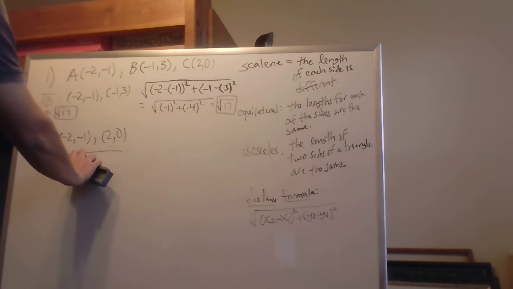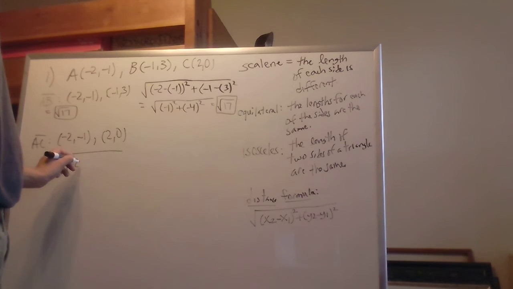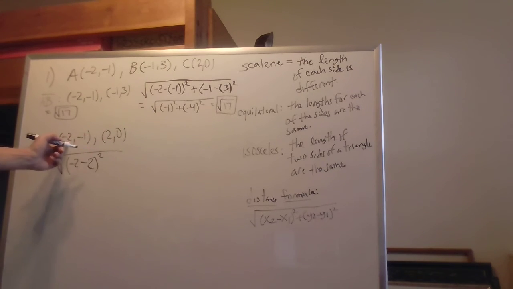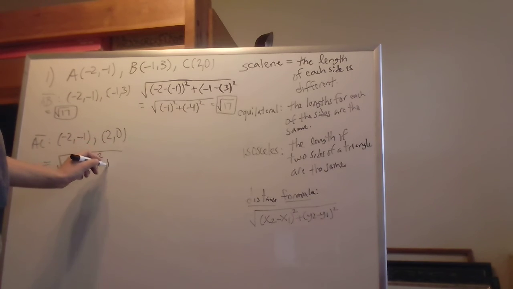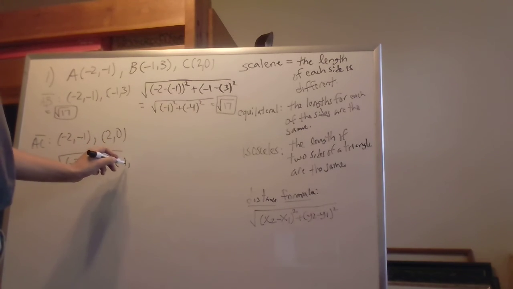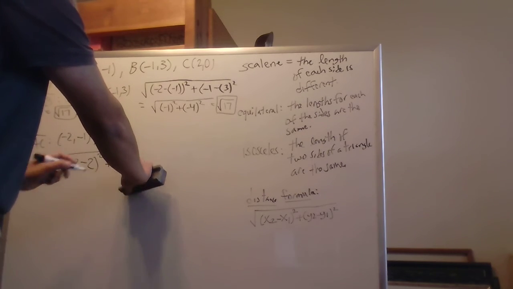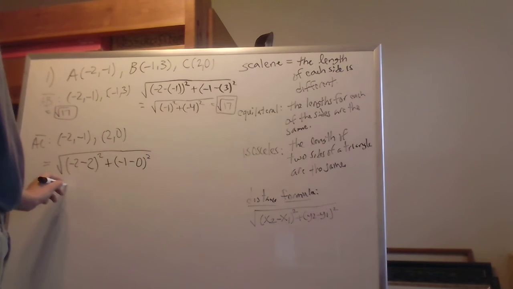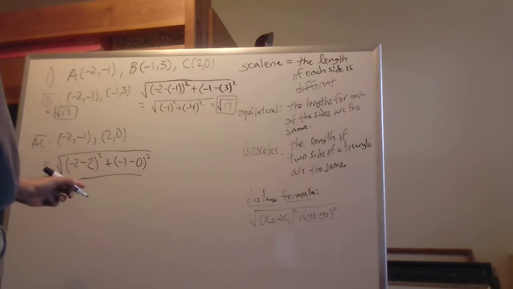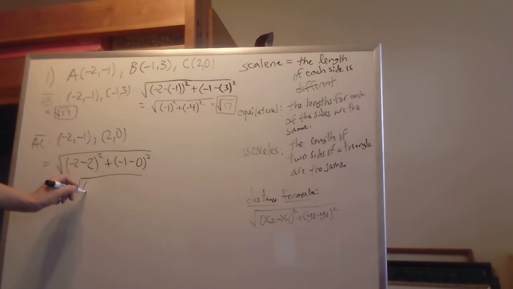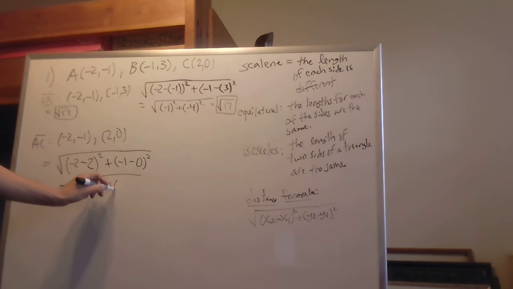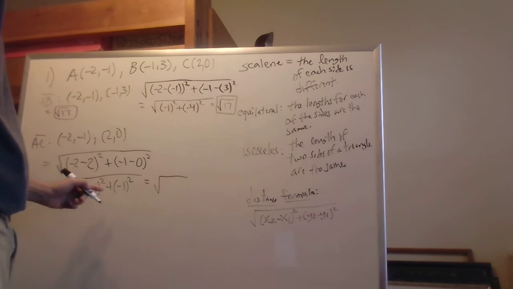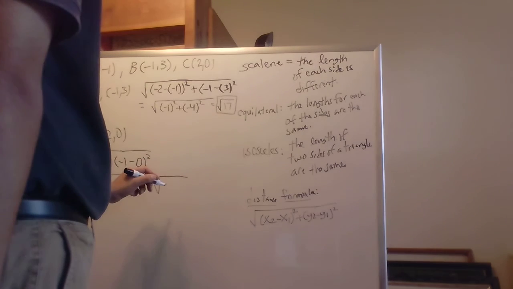And essentially, we are going to then subtract the second x coordinate, which is 2. So we're going to have -2 minus 2, square that, and then we're going to add y, which is -1, minus the second y coordinate, which is 0. And then that's going to give us -1 minus 0. So we're going to have -2 minus 2, that's -4 squared, plus -1 minus 0 is -1 squared. Doing the math, 4 squared is 16, plus 1 squared is 1.